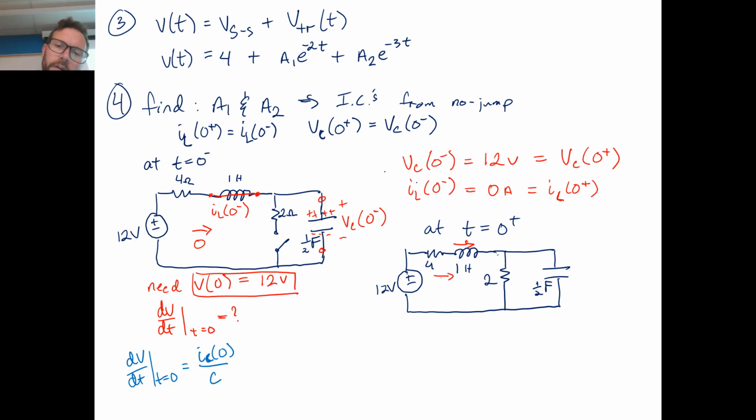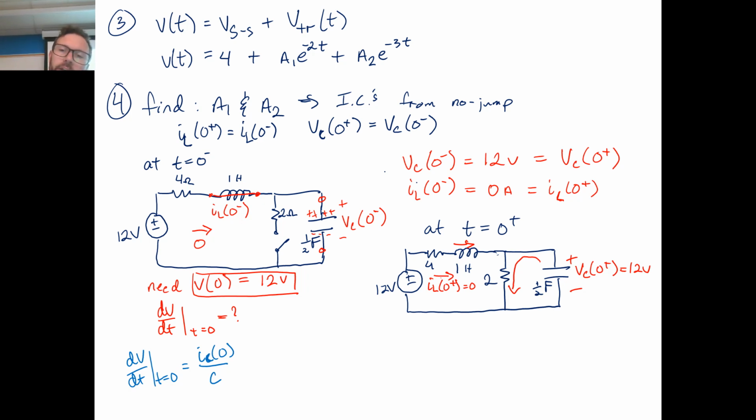Maybe it's better to write it down here. IL of 0 plus is 0. We know that there's some voltage across this capacitor, VC of 0 plus. Remember, that can't change, and that's the 12 volts that we already found. So that inductor is not going to let any current flow through it, which means that all of the current is going to flow down through this 2 ohm resistor.